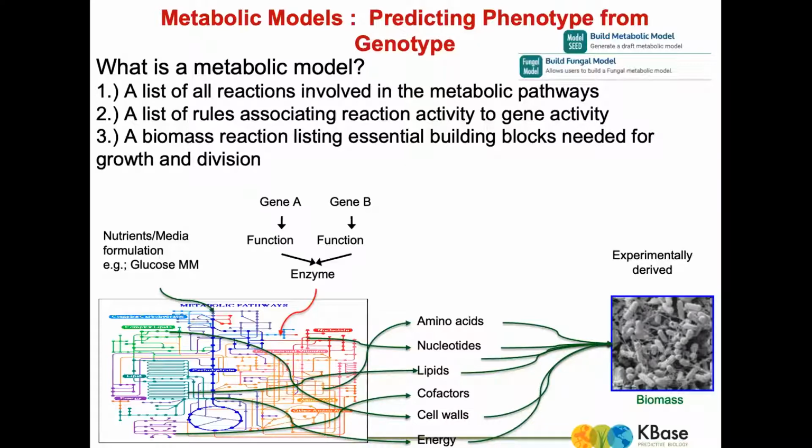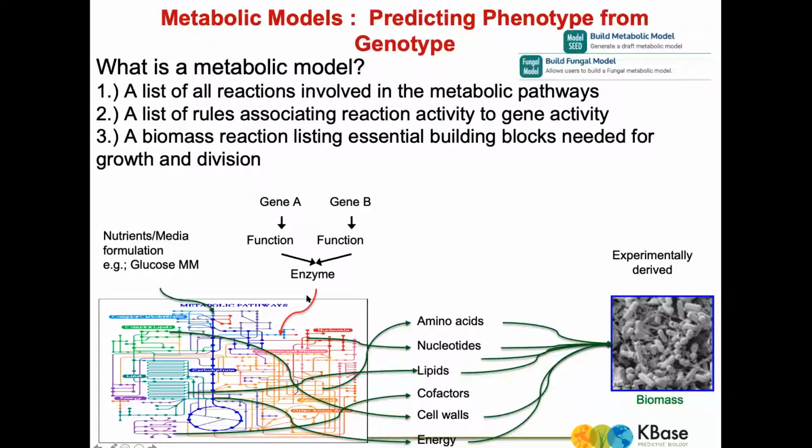When you measure growth, the objective function is biomass, and the biomass is experimentally derived. It consists of building blocks of the cell, like amino acids, nucleotides, lipids, cofactors, cell wall components, energy, quinones, and that kind of stuff. The objective function does not necessarily need to be biomass. It can be an excretion reaction, so the objective is to optimize the production of a certain biofuel compound, but typically it's biomass, because people want to measure growth.